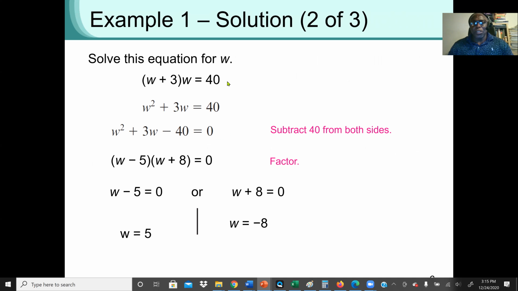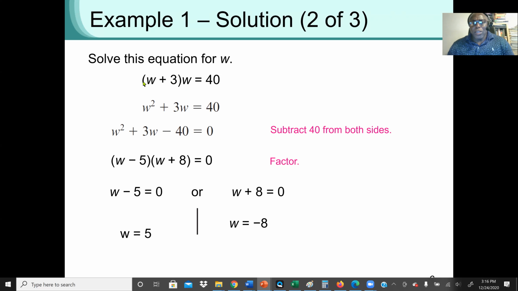Again, the formula to find the area of a rectangle is the length times the width. The question says the width is W, and the length exceeds the width by 3. So if the width is W, then the length will be W plus 3. And the area is given to be 40 square feet. So since area equals length times width, we get W plus 3 times W, equal to 40.